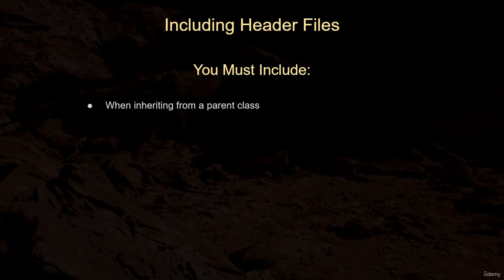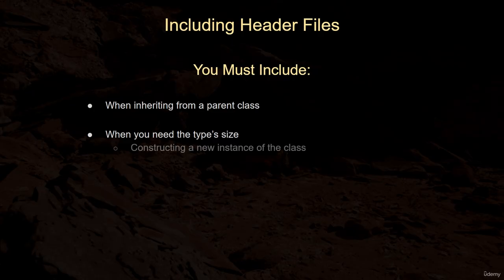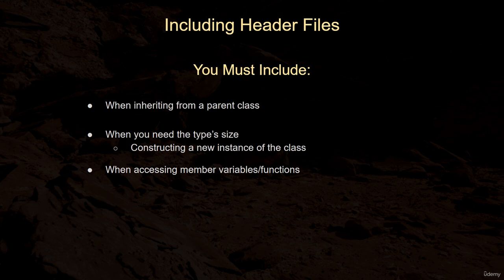So we know that we need a header file for a class inside the header in which we're inheriting from that class. We also need the header when we need the type size, as we saw with creating instances of that class. So using a factory to construct an instance of the class requires that we have that header file included for the class. We also need the header file for a class if we plan on accessing member variables and functions from that class. So it can't be an incomplete type if we're accessing variables and functions from it, as that information is included in that class's header file. That's why we declare functions and variables in header files.